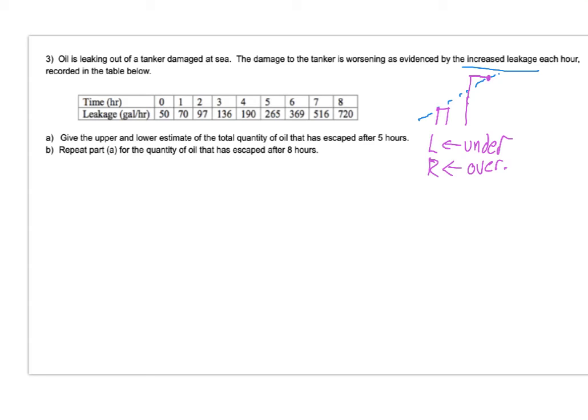Looking at this, we're trying to come up with an estimate for 5 hours. So if we want an upper and a lower estimate, we're going to use different types of rectangular approximation. So for an upper estimate, I want to use my overestimate. That's going to be my right Riemann sum. And we're going from 0 to 1, which is a width of 1. And using the right side, that's going to be 70.